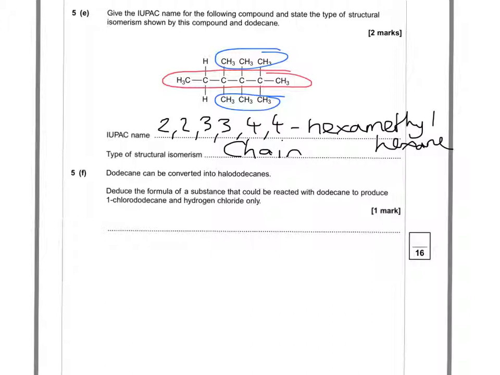Okay, part F. Dodecane can be converted into halododecanes. Deduce the formula of a substance that could be reacted with dodecane to produce 1-chlorododecane and hydrogen chloride only. So, what's happening here to get from dodecane to 1-chlorododecane? You're adding chlorine. That should be fairly obvious. Hydrogen chloride being the byproduct is that one of the hydrogens from the dodecane has come off to react with the other chlorine atom. So you're just adding chlorine. The formula should be Cl2 because they do ask for formula. So if you wrote the name, that is not what they want.